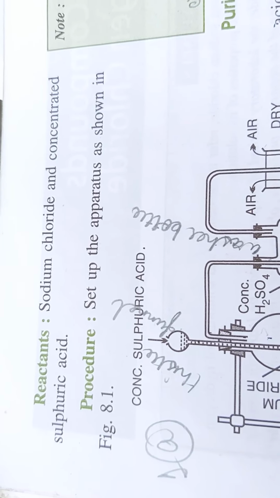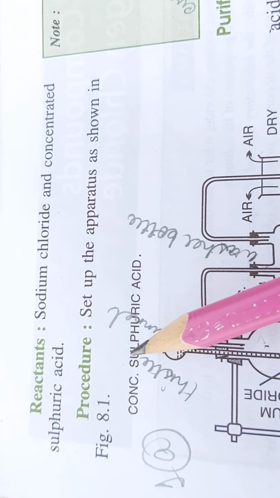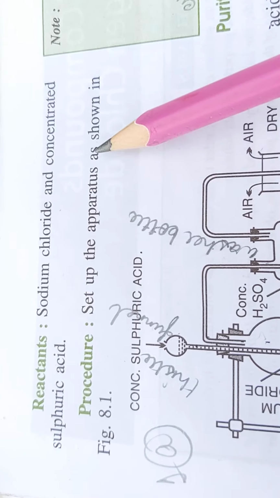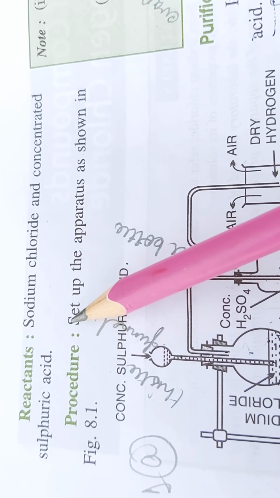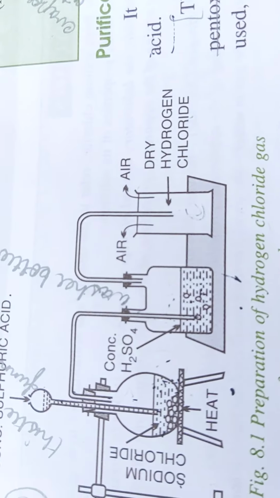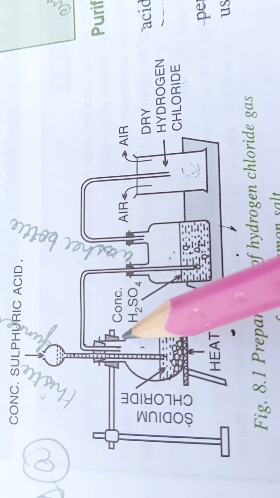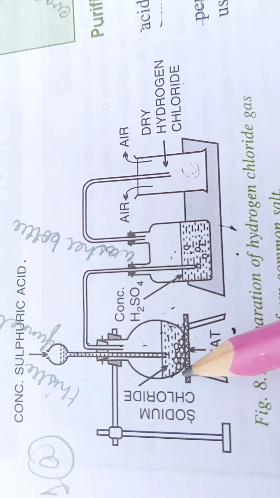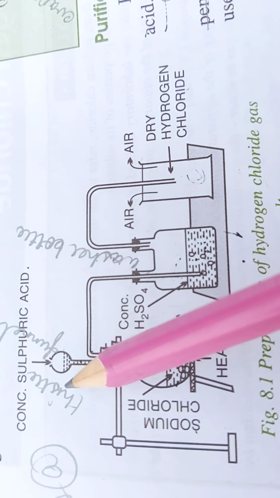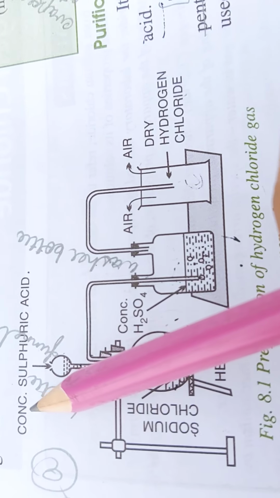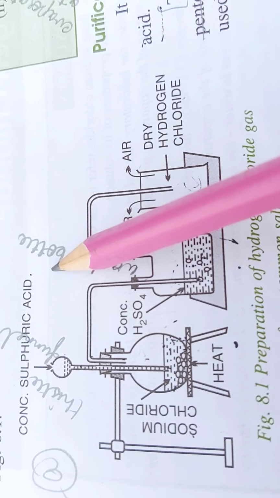Now for laboratory preparation of hydrogen chloride gas, we have reactants sodium chloride and concentrated sulfuric acid. This is the apparatus for preparing hydrogen chloride gas. In this round bottom flask, sodium chloride is there, and in this thistle funnel, concentrated sulfuric acid is there.